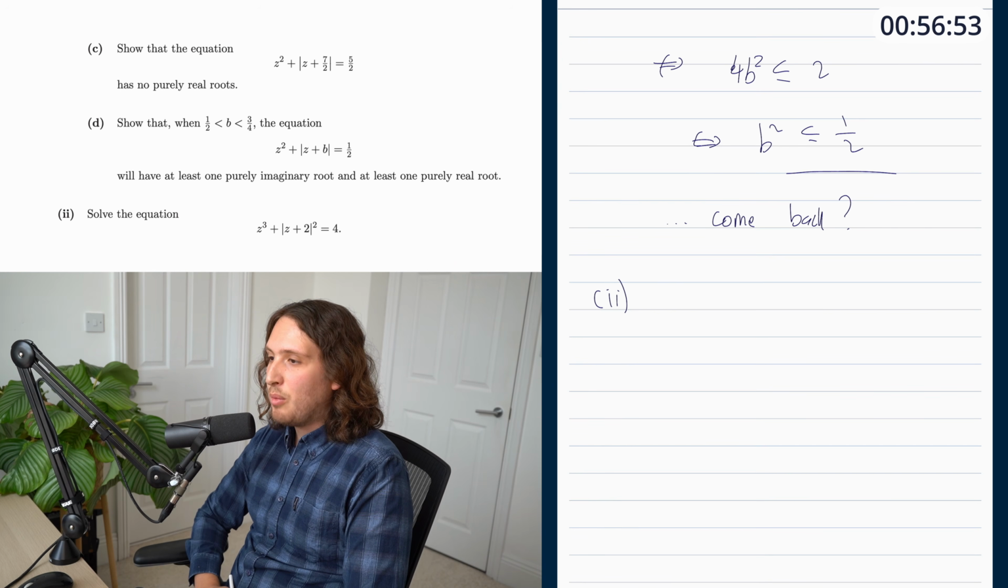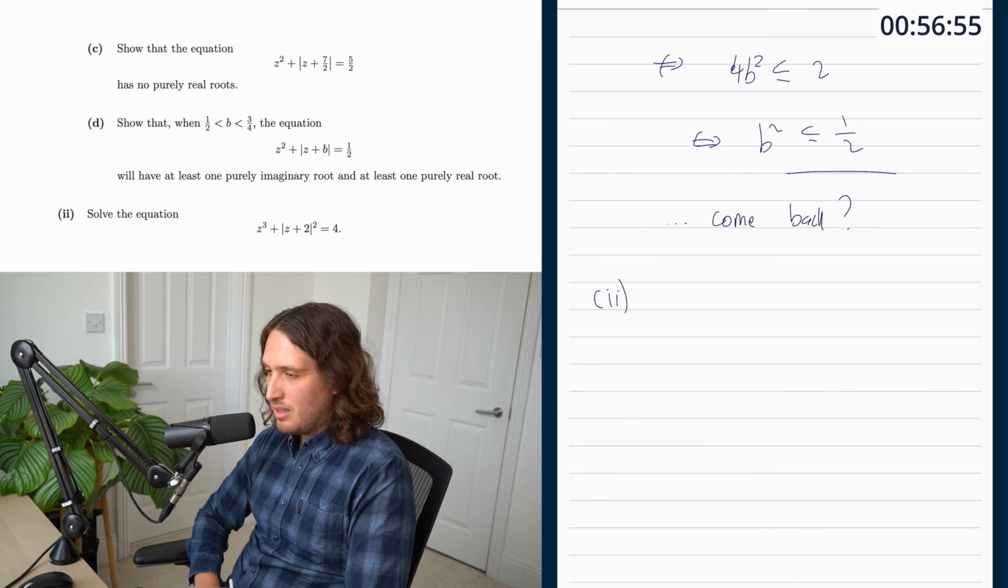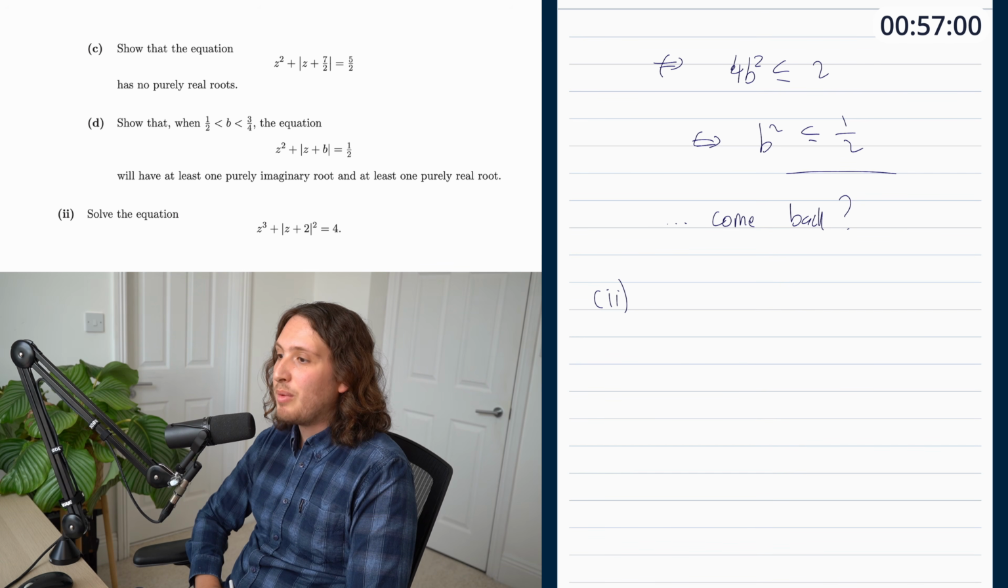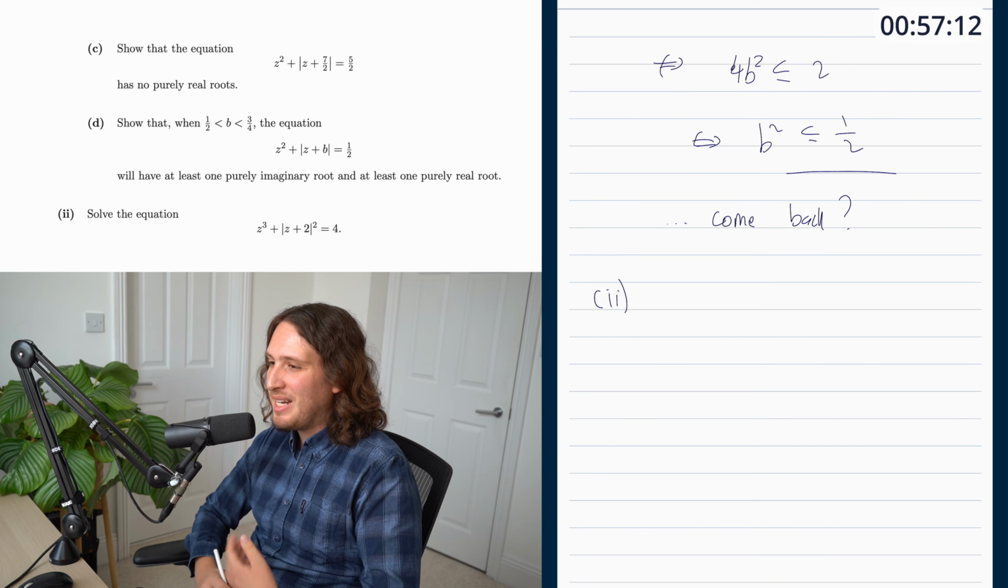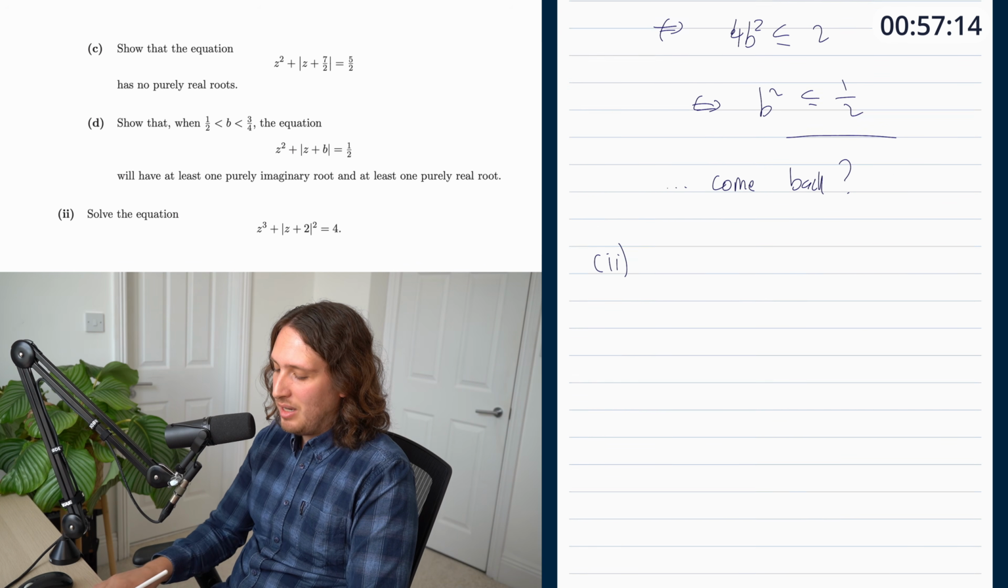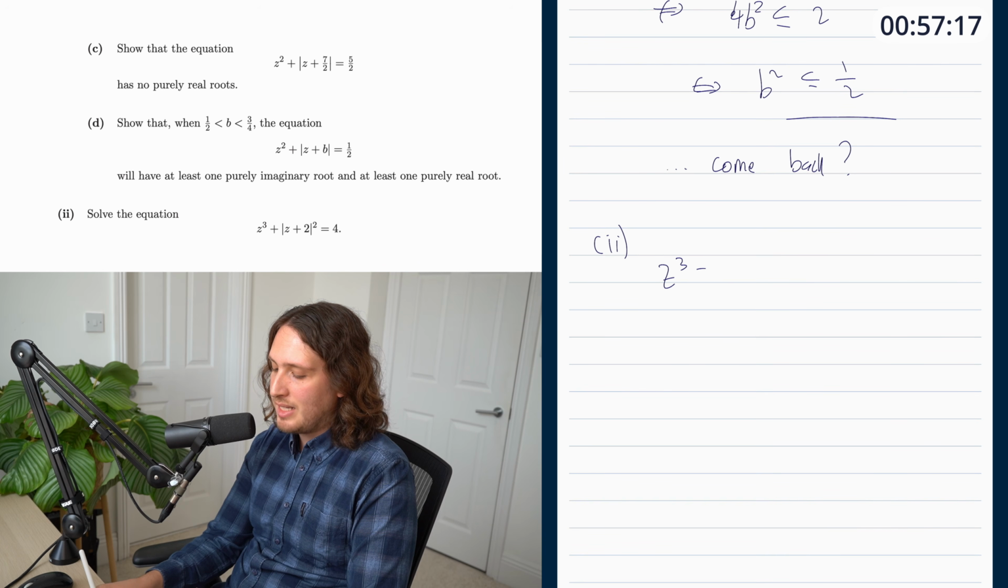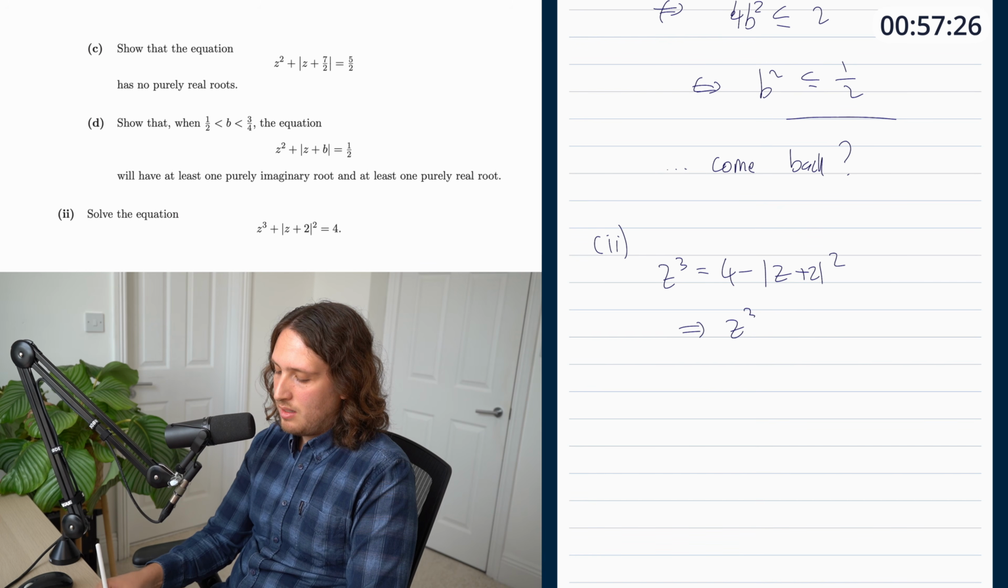So part 2, I want to solve an equation. It looks very similar to what we had at the start, except I've now got z cubed. So why don't I play the same game to try to infer something like purely real or purely imaginary roots? Because that was what we were kind of dependent on in the last part. So I'll reverse engineer the same logic. z cubed is 4 minus modulus z plus 2 squared. That means that z cubed is real.